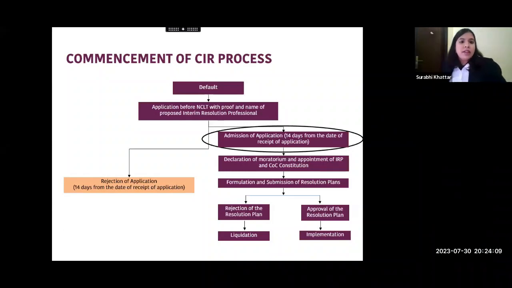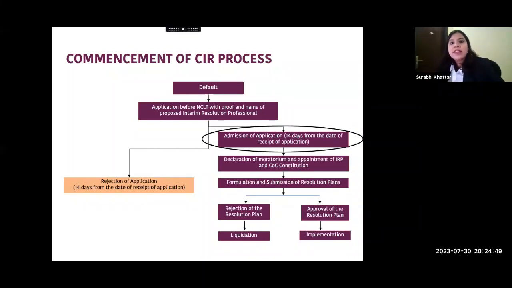It will constitute a committee of creditors. A committee of creditors is formed of the financial creditors of the corporate debtor, which will include, say, the banks and financial institutions, etc. Then it will call for resolution plans from prospective resolution applicants. Resolution plan also we'll cover in detail subsequently. After it has received resolution plans, it will evaluate if they meet the criteria provided under the insolvency code and are not in violation of any laws. Then it will present the same before the COC.